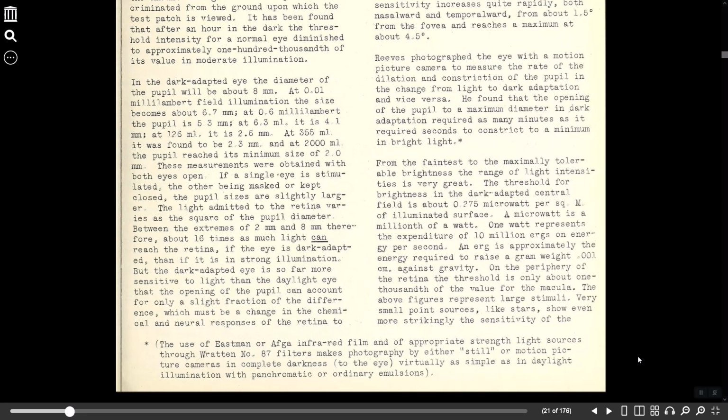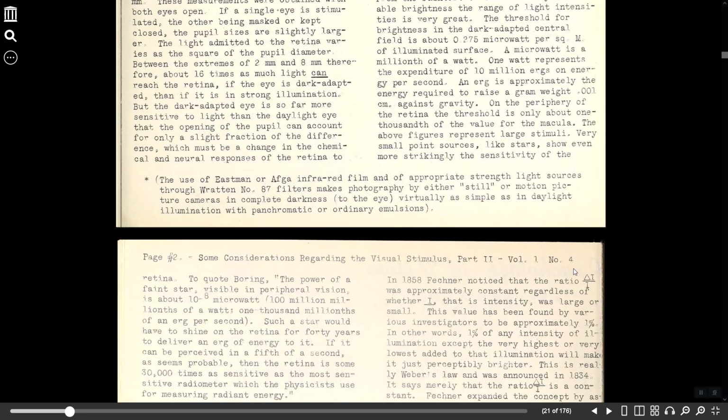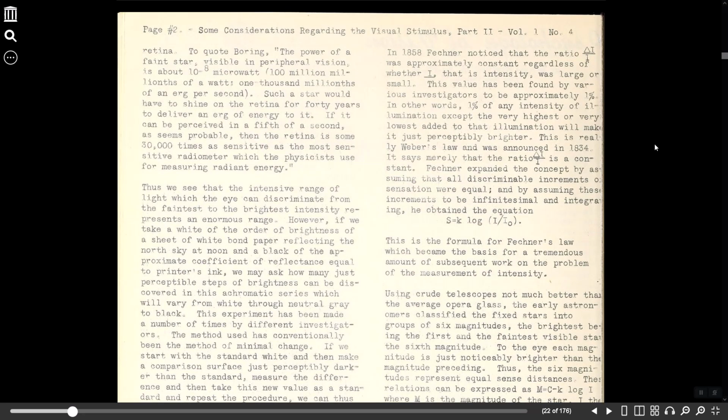On the periphery of the retina, the threshold is only about 1/1000th of the value for the macula. The above figures represent large stimuli. Very small point sources, like stars, show even more strikingly the sensitivity of the retina. To quote Boring, the power of a faint star, visible in peripheral vision, is about 10 to the minus 8th microwatt, or 10 million millionths of a watt, 1,000 millionths of an erg per second.